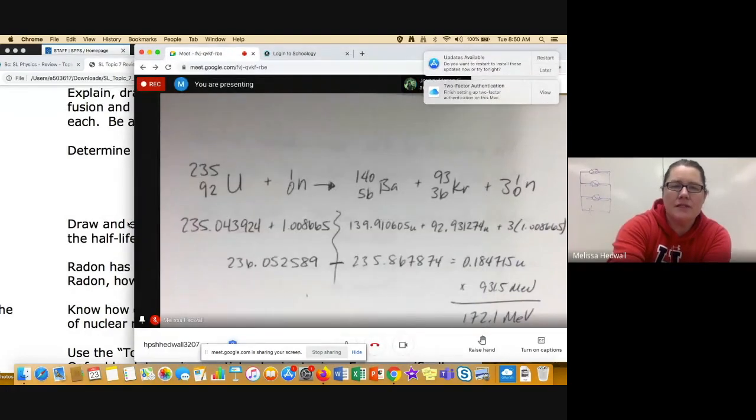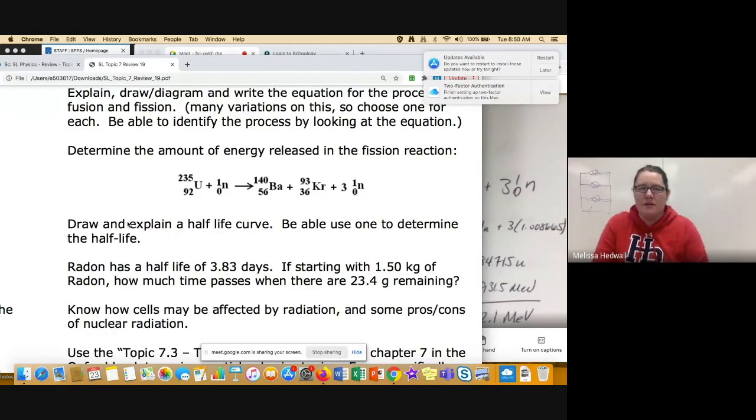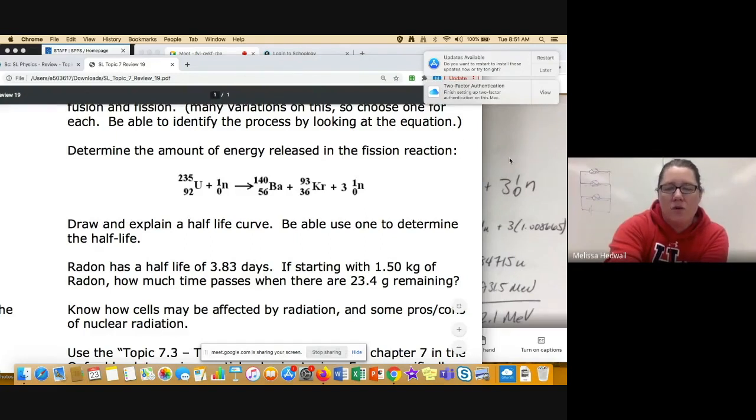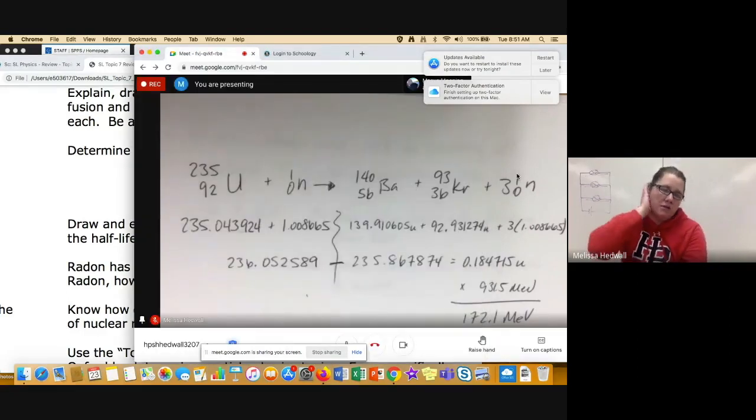So in this next one, it says to determine the amount of energy released in the fission reaction. And I will tell you that the purple pages of your book don't contain barium-140 or krypton-93, so you just need to look them up online. If you type in atomic mass for barium-140 and atomic mass for krypton-93, it'll bring you to a page that will have all the different isotopes. Usually the one you've typed in will be highlighted, and then you can get the atomic mass from there.